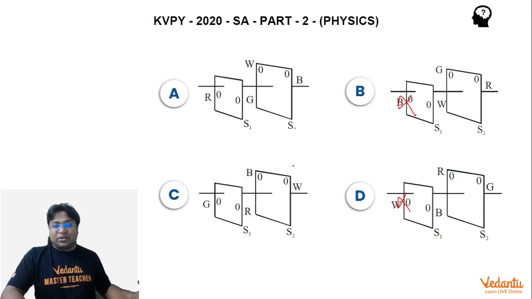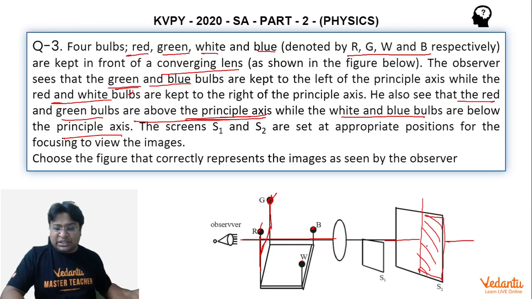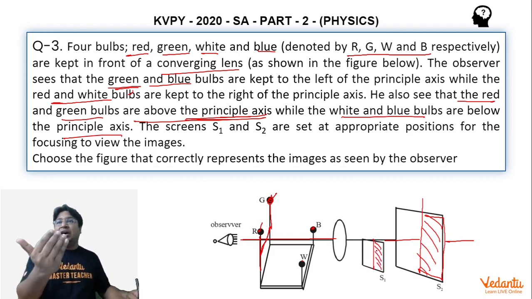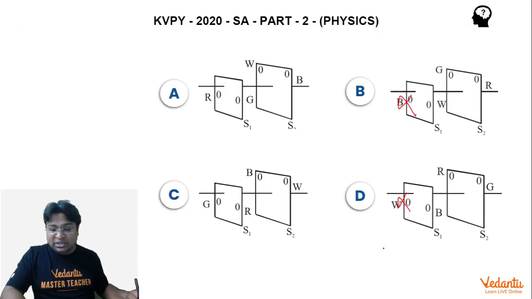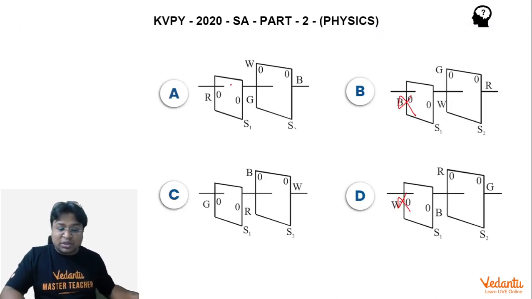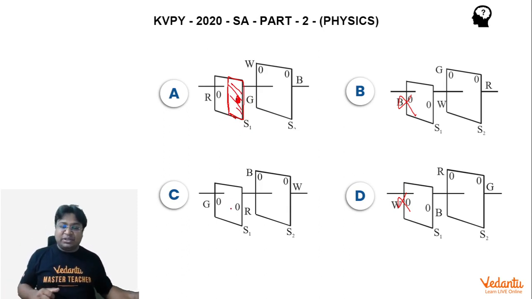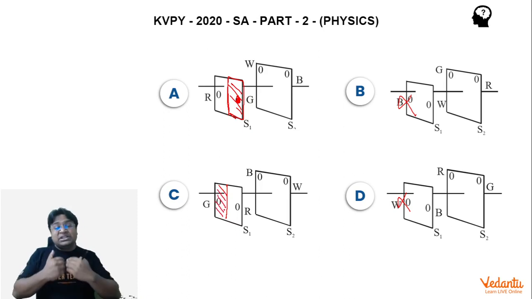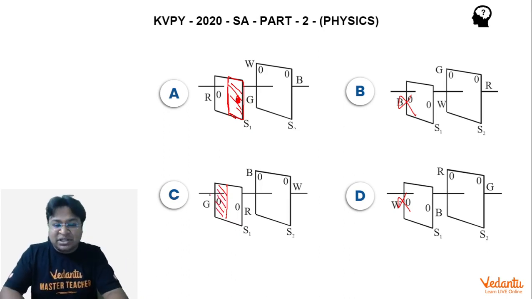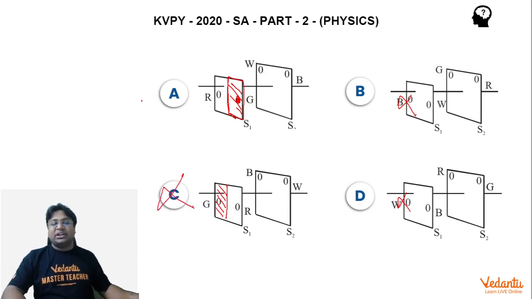Let's see. Okay, so the green one was formed here. I'm looking for the image of green on S1, not on S2, and I'm looking for the half which lies towards me. Here I can see that the image of green, this point, is on the half that lies towards me. Here the image of green is on the half that lies away from me, behind the principal axis. So option C is definitely incorrect and A is the correct one.